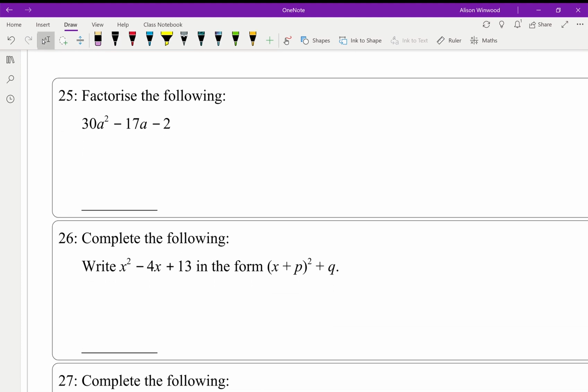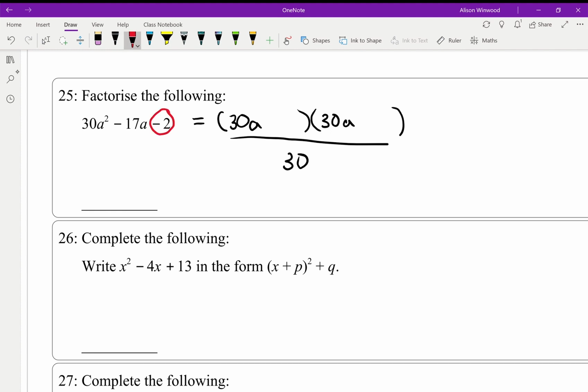With more difficult quadratics, still two brackets, I'm going to put 30 in both and divide by 30. Then I'm looking for two numbers that multiply to make -60 but add up to -17. So that would be 3 and -20.